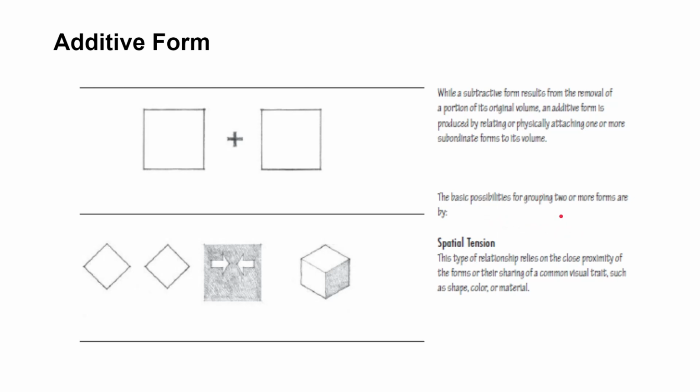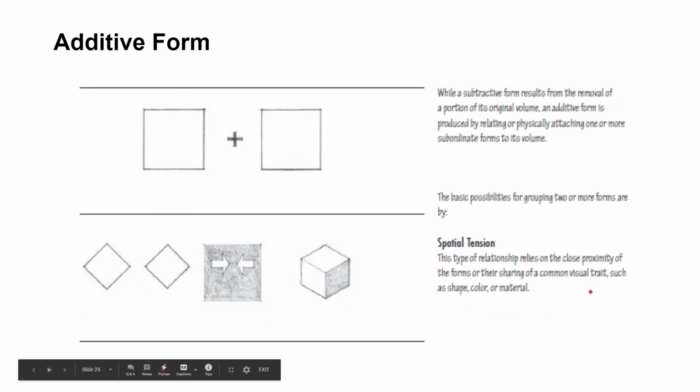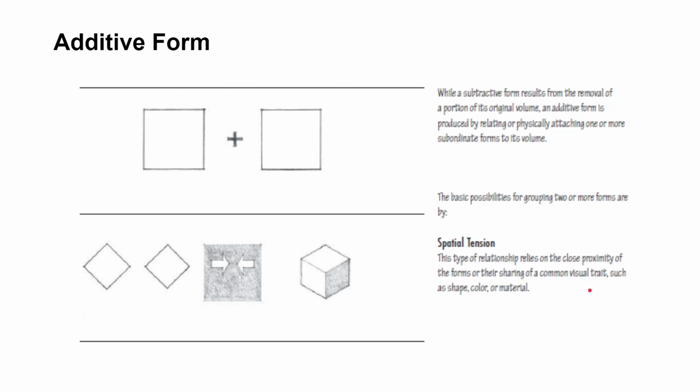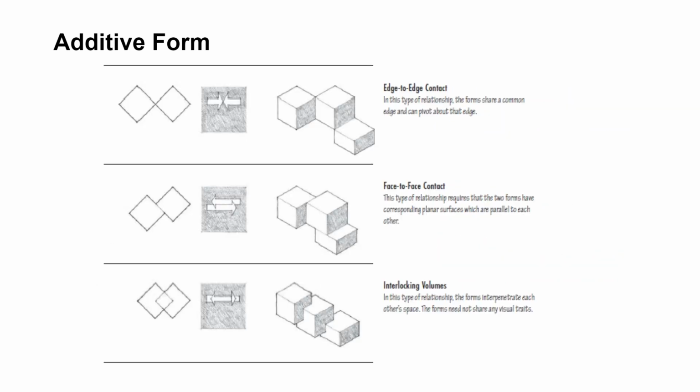Here are the basic possibilities for grouping two or more forms by spatial tension. This type of relationship relies on the close proximity of the forms. It's basically side by side. They usually share a common trait such as shape, color, or material. You have edge-to-edge contact, as you can see, which is unifying by an edge. This is how it looks when combined together. Then you have your face-to-face contact, which is basically a surface. A certain part of the surface of this plane will be attached or adhered to this form.